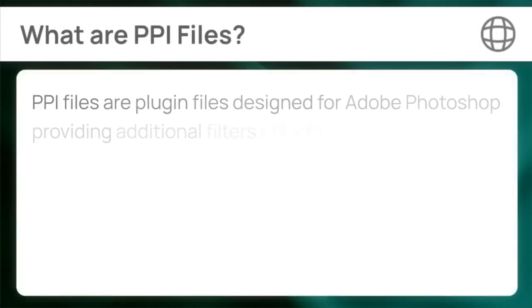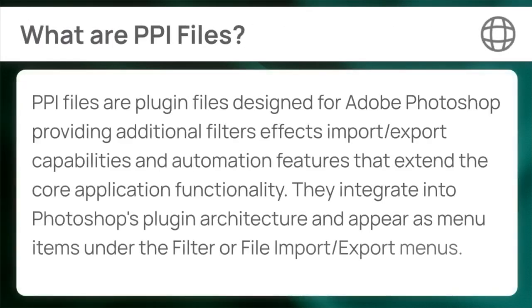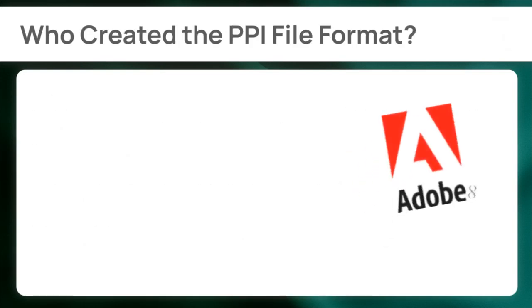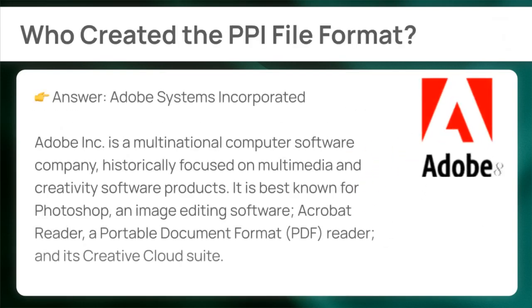PPI files are plugin files designed for Adobe Photoshop, providing additional filters, effects, import, export capabilities, and automation features that extend the core application functionality. They integrate into Photoshop's plugin architecture and appear as menu items under the Filter or File Import/Export menus.